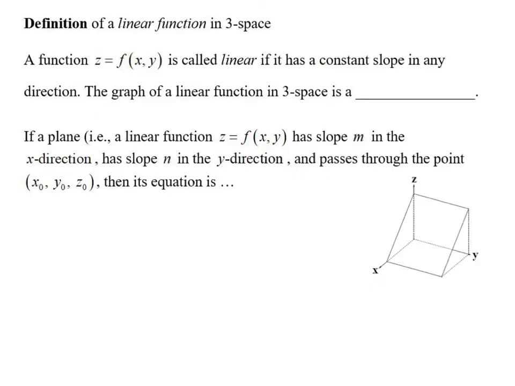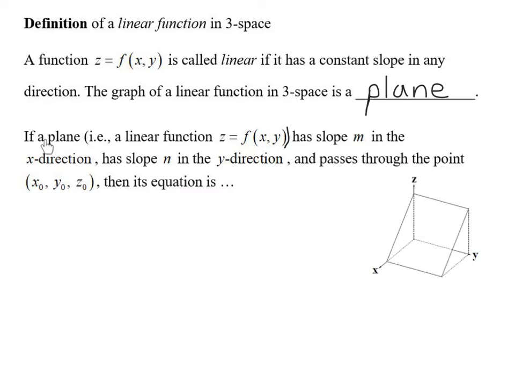So let's write down some general things we can say about what we've learned here. The definition of a linear function in 3-space is a function z equals f of x, y is called linear if it has a constant slope in any direction. And the graph of a linear function in 3-space is going to be, yes, a plane, not a line. So let's write that in here.